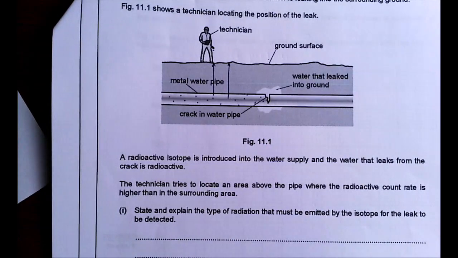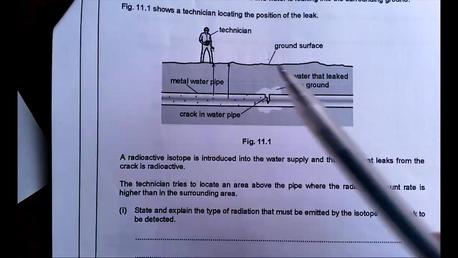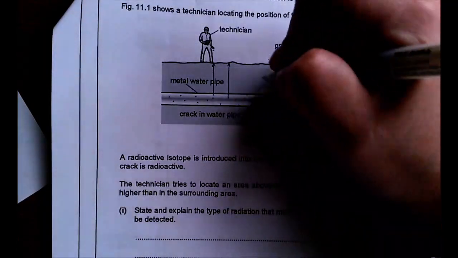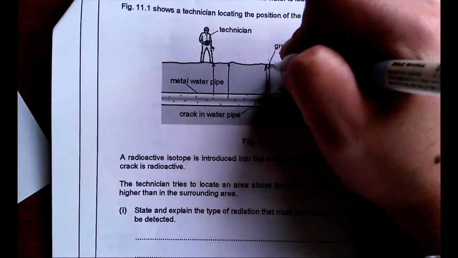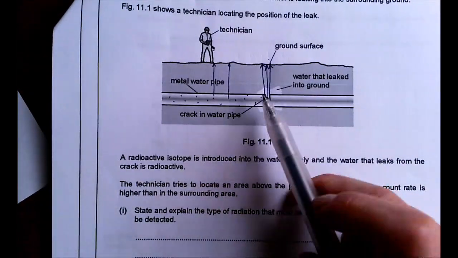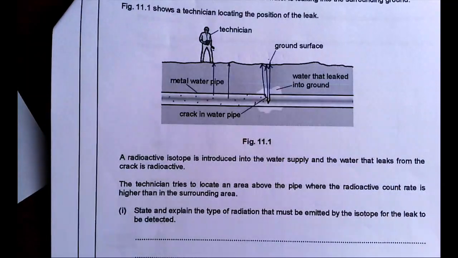Okay, now what will happen is not much radiation will get through the metal pipe, but where there is a crack and there is a hole, lots more radiation will be able to seep through that mud, because there's not the metal there to absorb the radiation from the water. So he's basically going around looking along the pipe, trying to find where the count rate goes up.